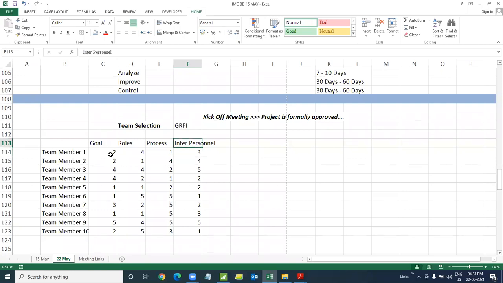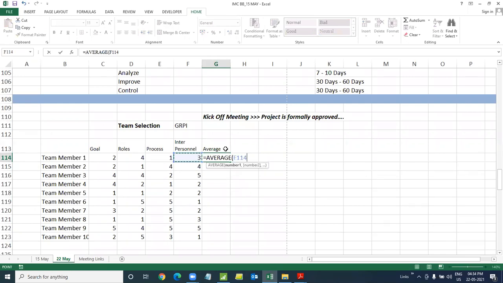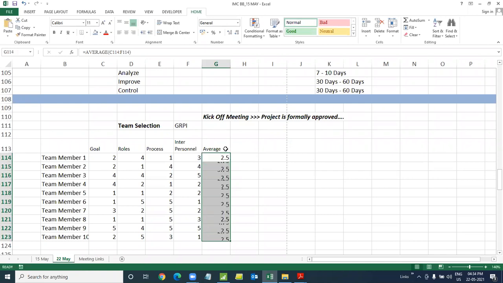I need people who have a rational thought process, who respect each other's opinion, who are ready to work as a team. So primarily, there's one way of doing it: you can take an average here. You can take the average rating and you will know who is the best on these parameters. So this is one way of doing it.